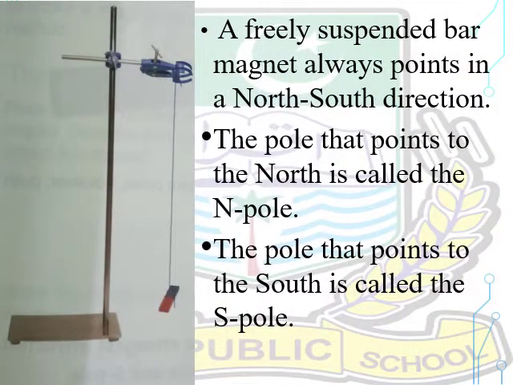A freely suspended bar magnet always points in a north-south direction. The pole that points to the north is called the N pole. The pole that points to the south is called the S pole.